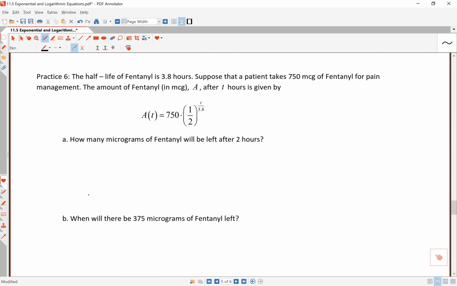So this is used heavily in anesthesia and drugs. They want to tell you when your system will be free enough of a particular drug to allow you to drive your car. And so if the half-life of fentanyl is 3.8 hours, they want to know if you took 750 micrograms of fentanyl, how long it takes to pretty much leave your system.